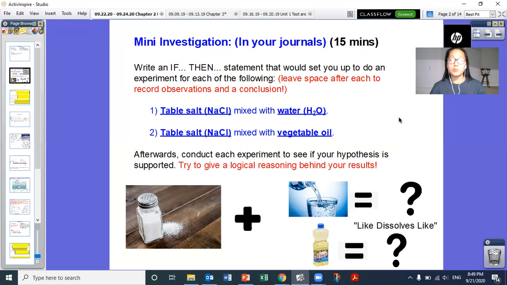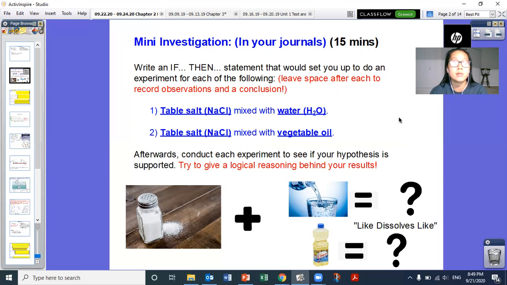And since they're not going to be able to pull the NaCl apart, the NaCl is still going to prefer to stick to each other, right? The positive Na and the negative Cl are going to stick to each other more strongly, and therefore they are going to stay in a solid state and not dissolve. Okay, so that's the logical reasoning behind the results.